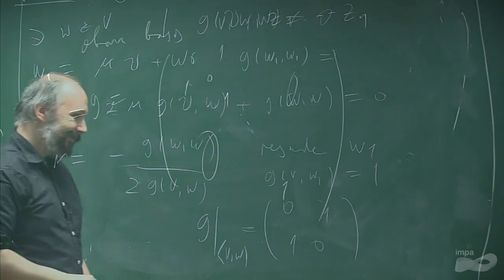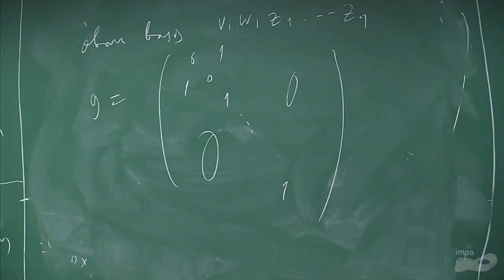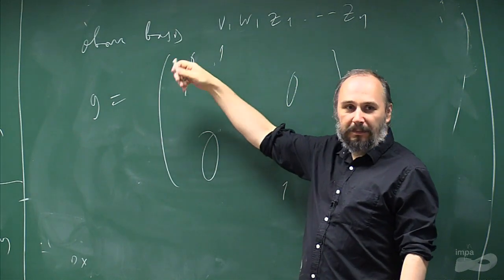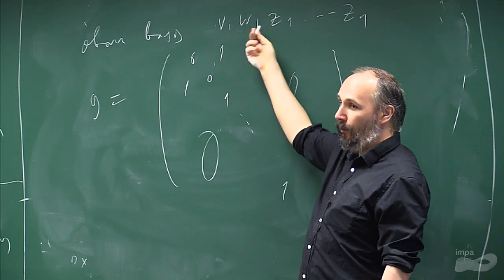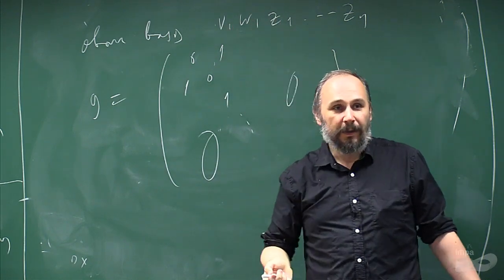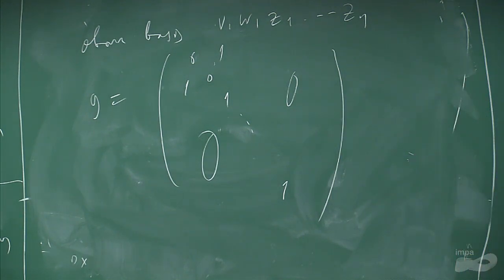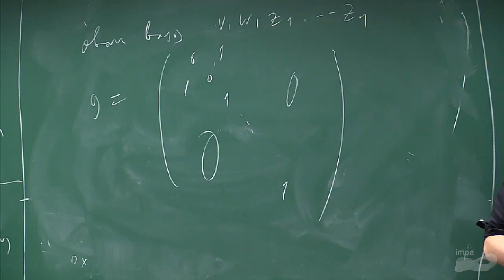Good. Now you have two such vectors. You do the same, and then you just put a bijection between these two bases: v to v prime, w to w prime, zi to zi prime. It will be an isometry because the quadratic form has the same matrix. And it maps any given v to any given v prime. This is why it is transitive.